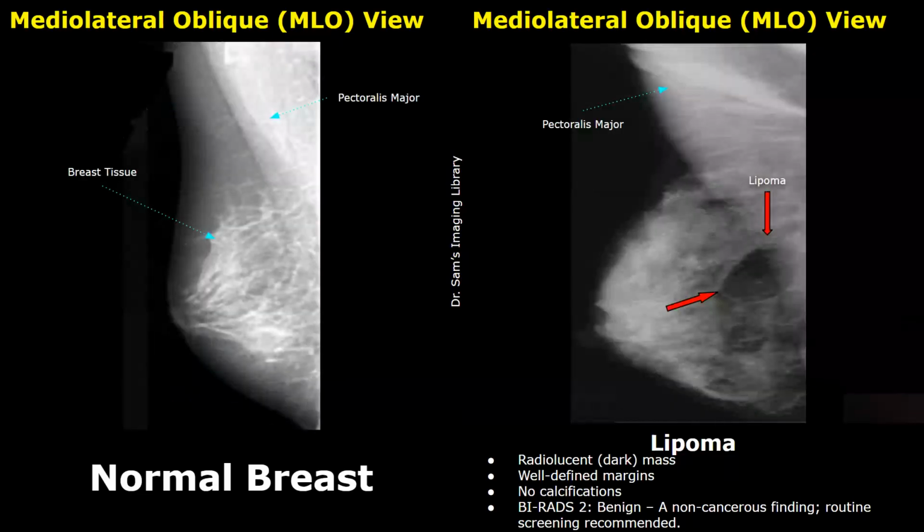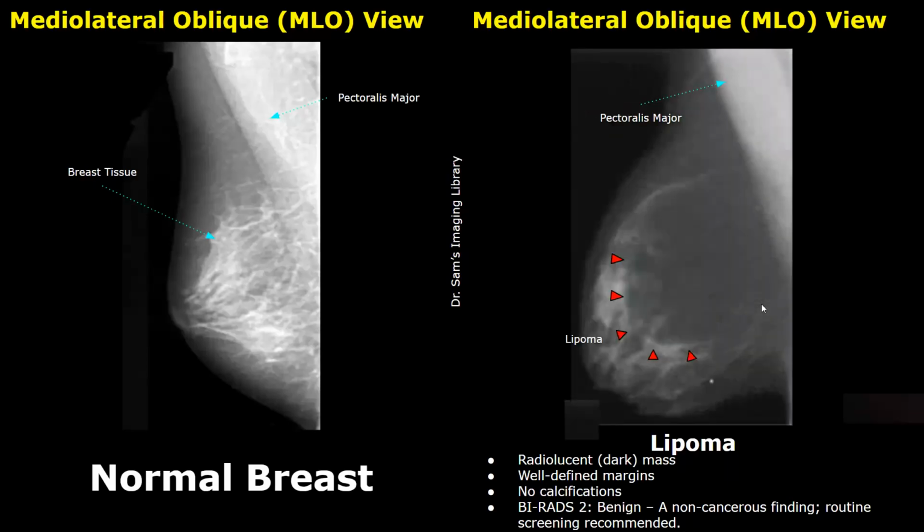This is another image showing a lipoma. We can see a radiolucent dark mass with smooth borders. This is the lipoma. In this image, we can see a large radiolucent mass with smooth borders. It has benign features, so it is labeled as BI-RADS 2. This was a lipoma.